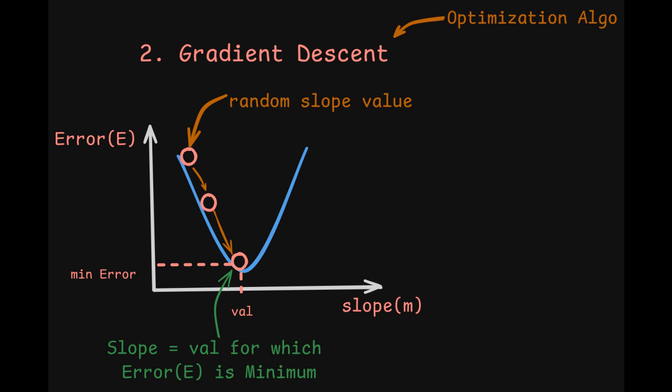I will explain the working of gradient descent in our project in a more detailed manner in a future video. So right now, in this video, I will be only explaining the overall working of linear regression. Now let's start to code.